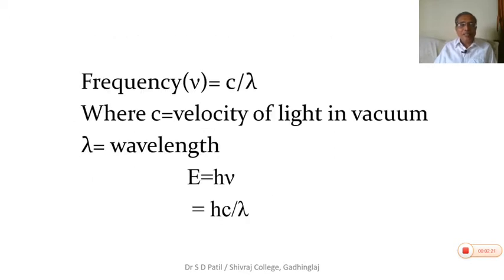The frequency nu can be given as c upon lambda, where c is velocity of light in vacuum, lambda is wavelength. So E is equal to h nu. Now it becomes E is equal to h c upon lambda by replacing the value of nu.